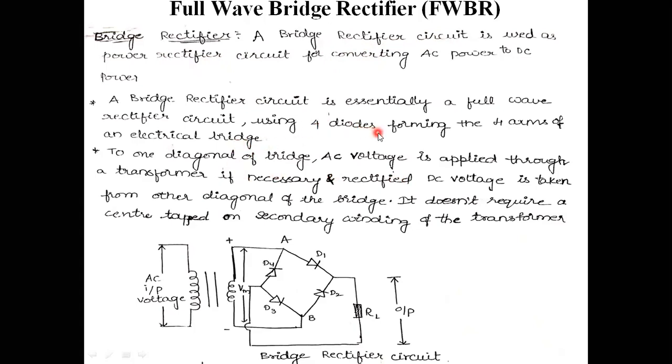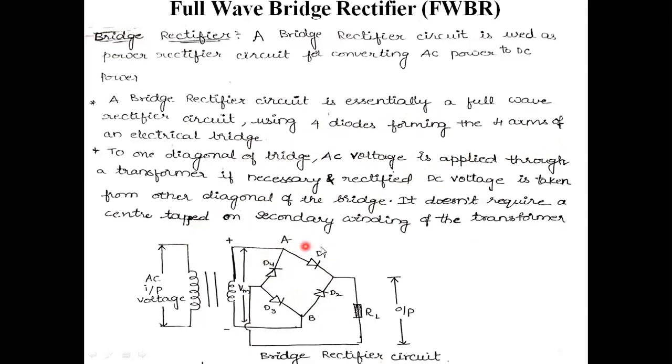Now the construction part. A bridge rectifier circuit is essentially a full wave rectifier circuit using four diodes. These are the diodes D1, D2, D3, D4. Four diodes form the four arms of the electrical bridge. It acts as a bridge circuit.